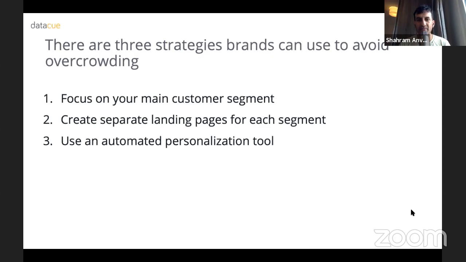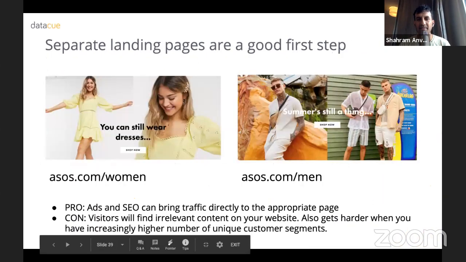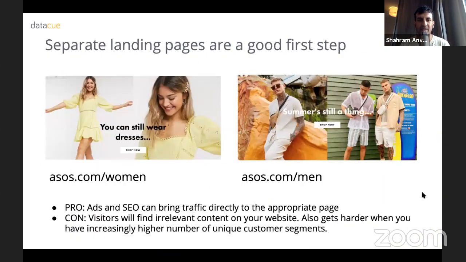So I'll show you an example of this landing page. This is from ASOS. I think it's probably one of the most famous e-commerce brands there is. If you go to asos.com/women, you see this value prop with the prominent picture of a woman, and with men it looks very different. But obviously, if you go to asos.com, you're going to see the picture of a woman.